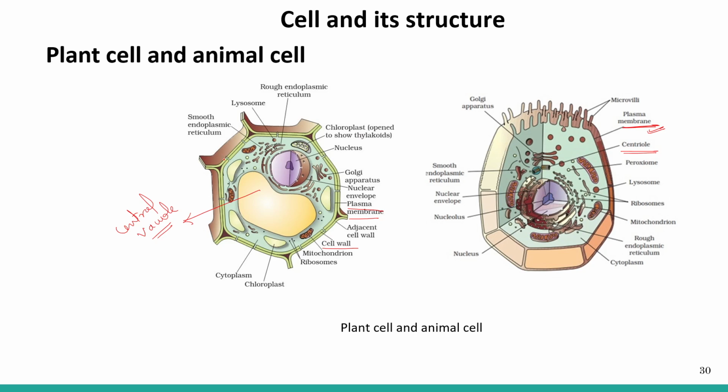Okay. Rest of the structures, they also have the nucleus. Mitochondria is present in the animal cell. Okay. Mitochondria is also present in the plant cell. Chloroplast is present in the plant cell, but this is totally absent in the animal cell. Okay. Endoplasmic reticulum is present in both the plant as well as the animal cell.